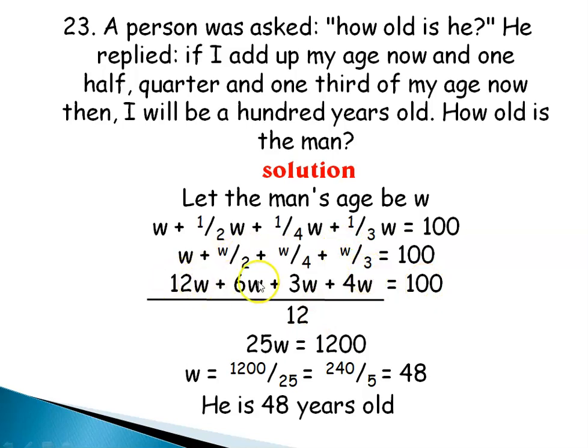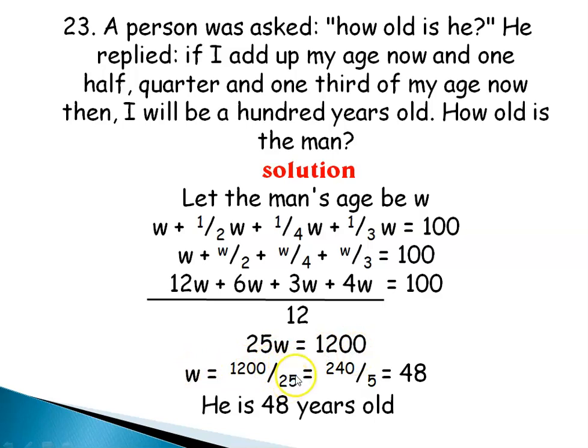Okay, so I'm going to add all of this together. 12 plus 6 is 18. 18 plus 3 is 21. 21 plus 4 is 25. So 25W. And then I cross multiply. 100 times 12 will give me 1,200. So to get W, I'll say 25W divided by 25, and 1,200 divided by 25. So W is 1,200 divided by 25.